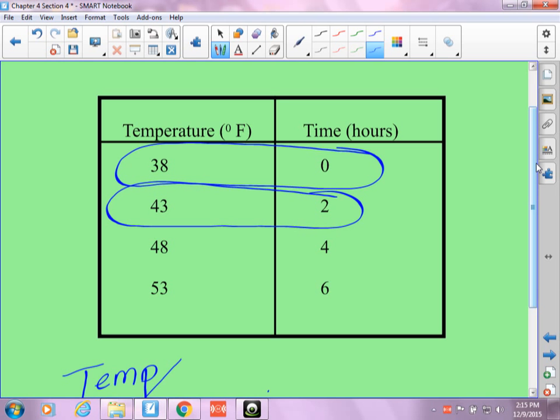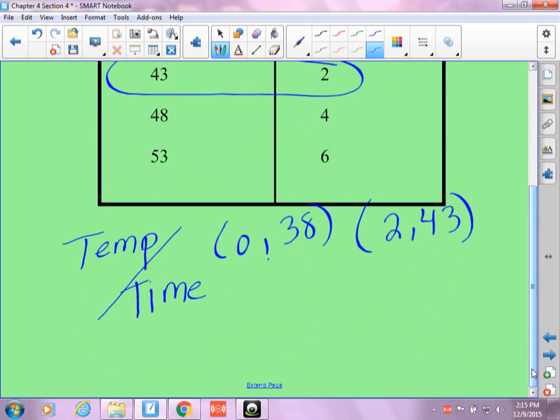So what I'm going to do is one ordered pair is going to be 0, 38, and the other set of information is going to be 2, 43. So just because they give it to you in the table does not mean the first column is going to be your x. We okay with that? Make sense? All right. So then I'm going to do point 1, point 2, x1, y1, x2, y2.